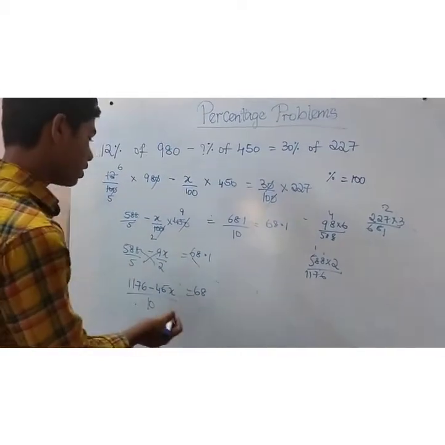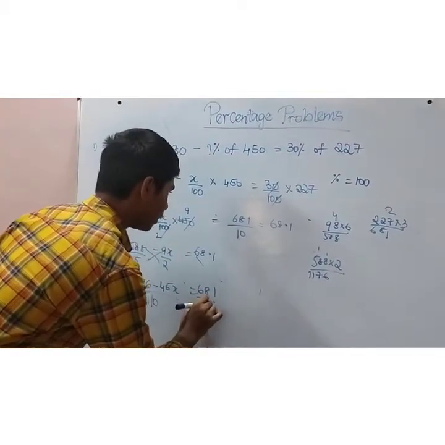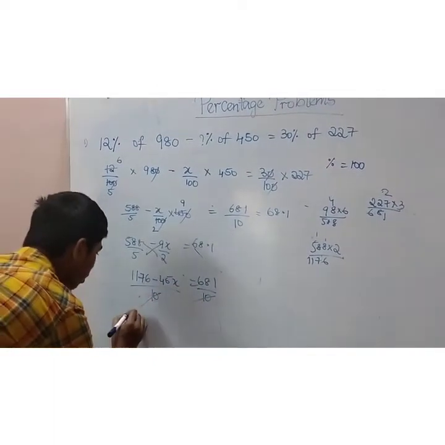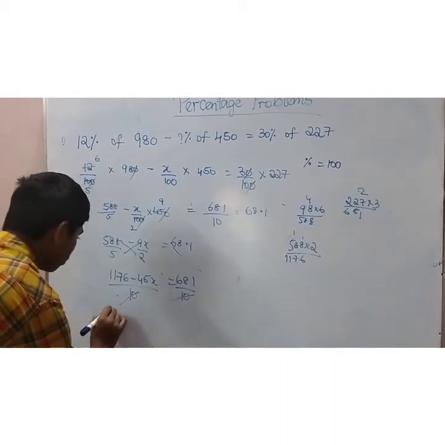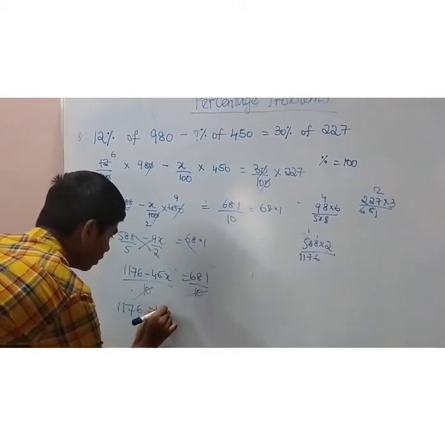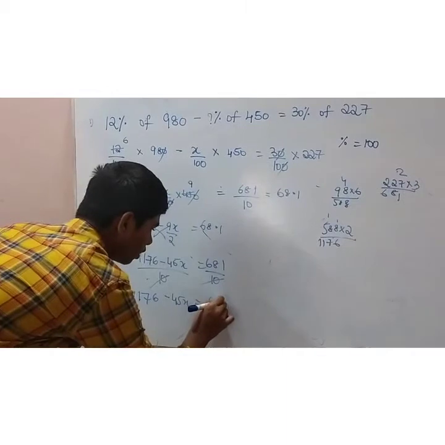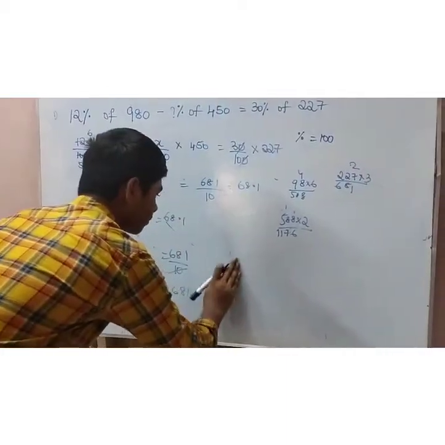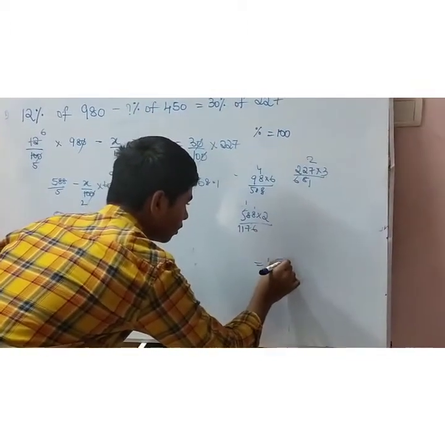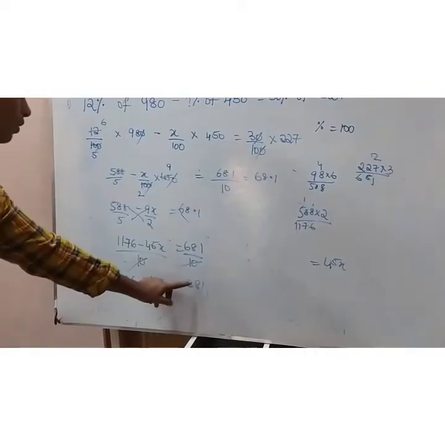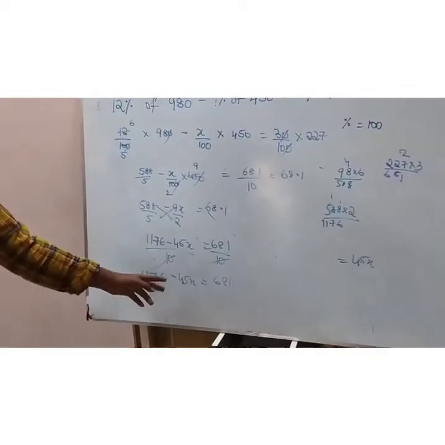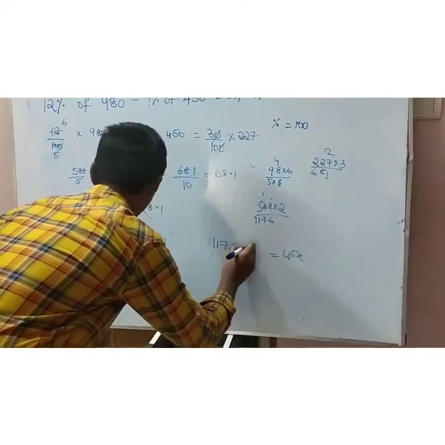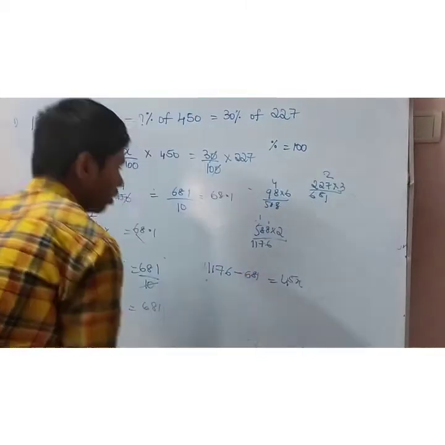68.1, which is also written as 681 by 10. Now 10 will cancel. Now we want to use the transposition method. 45x is equal to 681. 45x will go to the other side and become minus 45x, and 681 will go to this side and become minus 681. That is 1176 minus 681. Now we want to subtract.